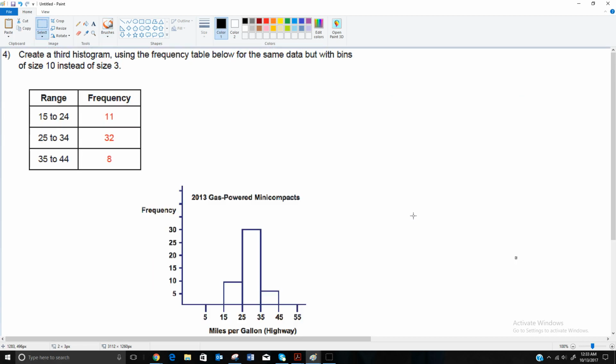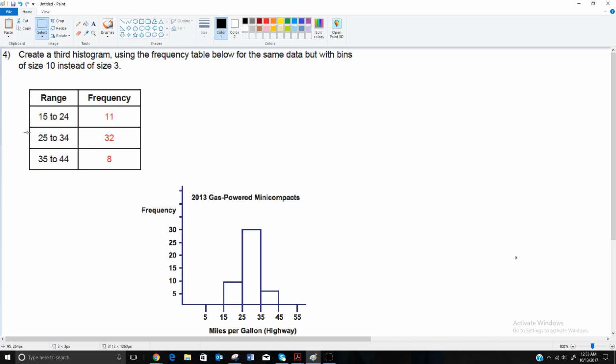So now our fourth question on our lesson is to create a third histogram using the frequency table for the same data, but with the bins of size 10 instead of size 3. And again, we did this in the last lesson. We did the range from 15 to 24, 25 to 34, and so on. And that gave us frequencies of 11, 32, and 8.